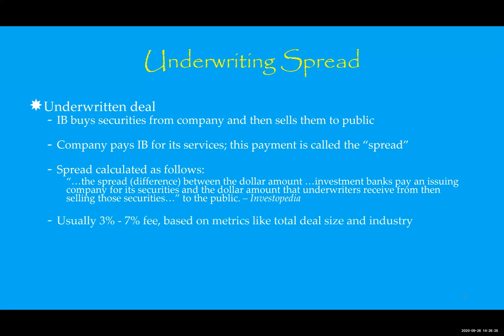Usually the underwriting spread is quoted as a percentage, and typically the percentage ranges from about 3% to about 7%. It really depends on such things as what is the total deal size, what industry is the company in, what is the type of demand expected for the shares, how well known is the company's product or services, etc., etc. Note that of all the direct expenses, the underwriting spread is by far the largest.